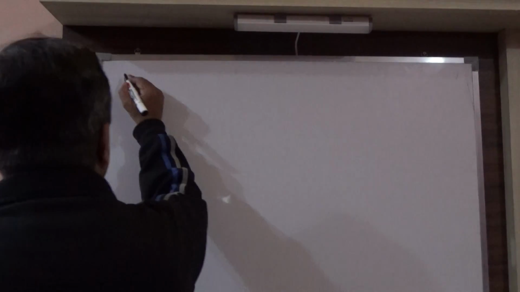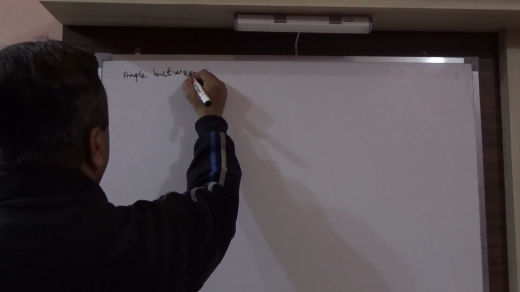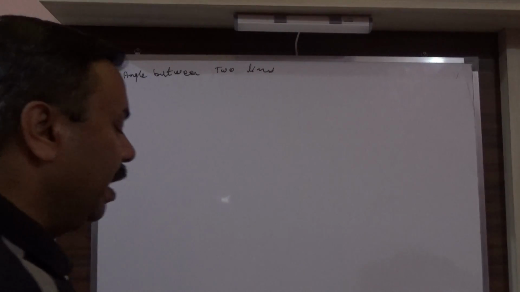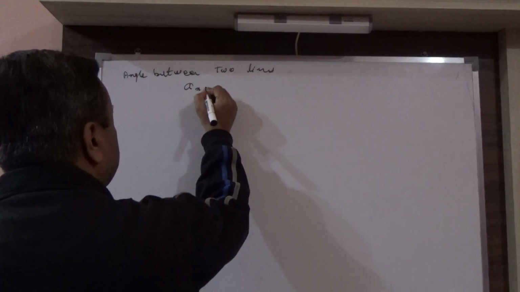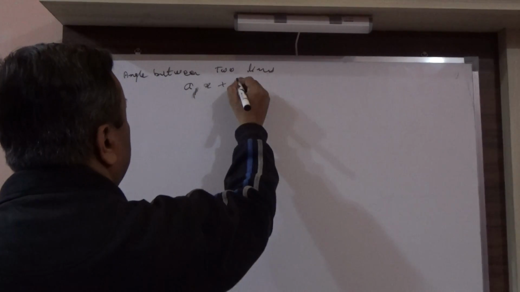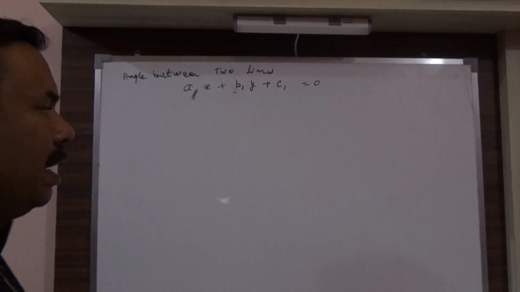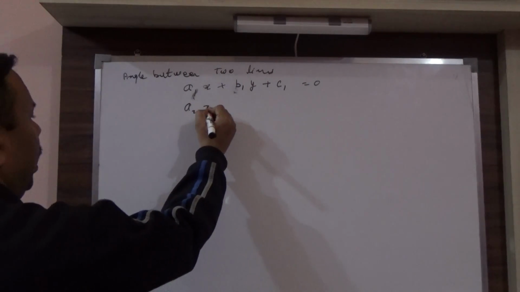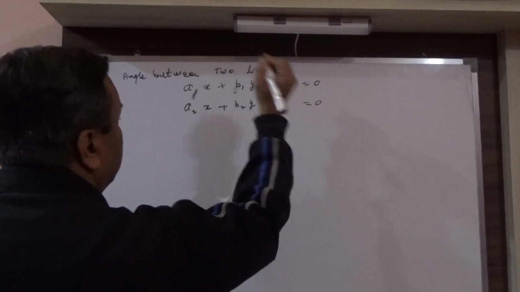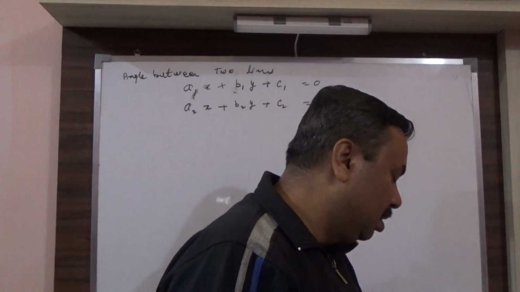Okay, now you see, angle between two lines. Suppose that one line is a1x plus b1y plus c1 is equal to 0. The second line is a2x plus b2y plus c2 is equal to 0. Okay, so these are the two lines.